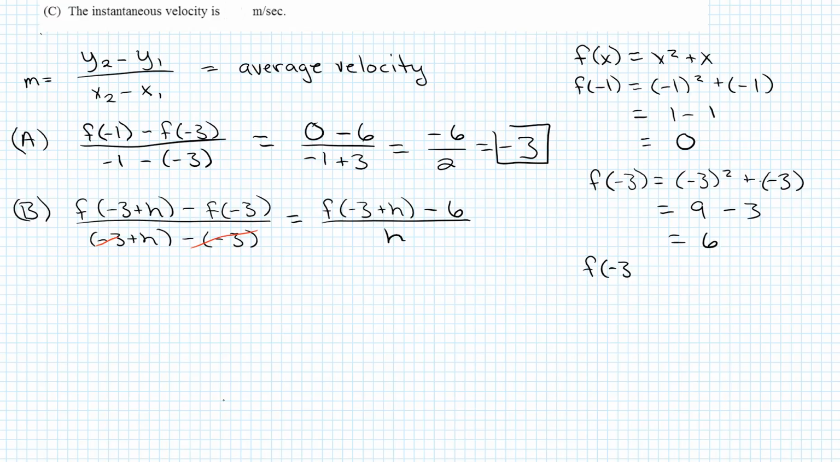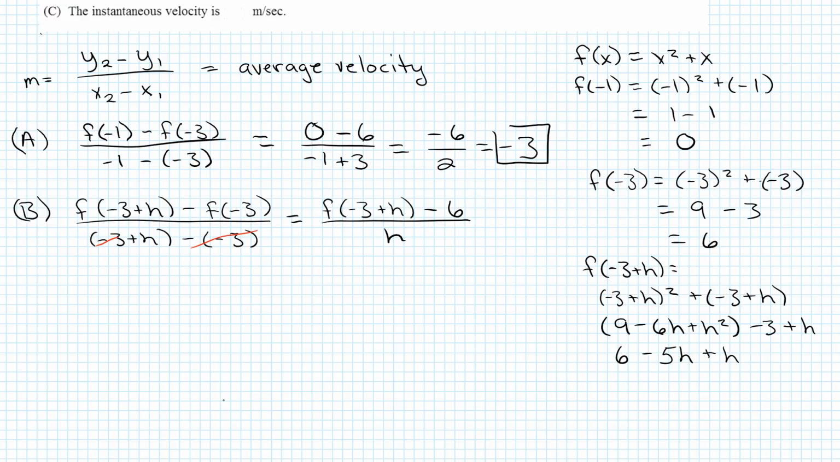So all I've got left now is to figure out what f of -3 plus h is. Let's do that over here. I'm going to need a little more room. That's going to be -3 plus h squared plus -3 plus h. When I do this squaring, if you have to do it in slower steps, you can do that. I'm going to do it as quickly as I can right now. We have 9, minus 6h, plus h squared, if you FOIL that out. Minus 3 plus h. Looks like I have some stuff I can cancel. 9 minus 3 is going to leave me with 6. Minus 6h plus h is going to be minus 5h, and then I have my plus h squared.